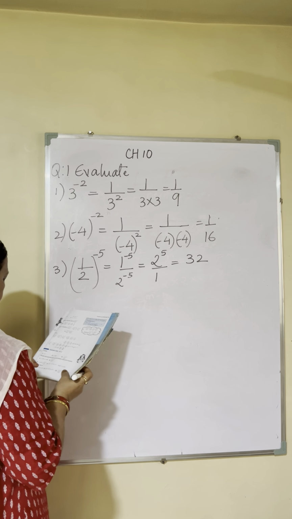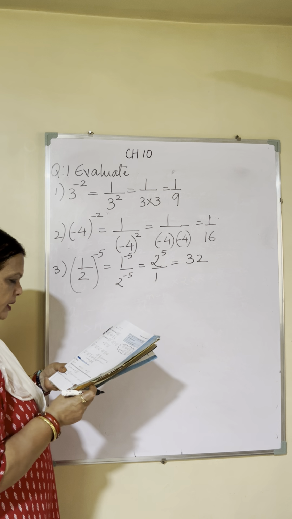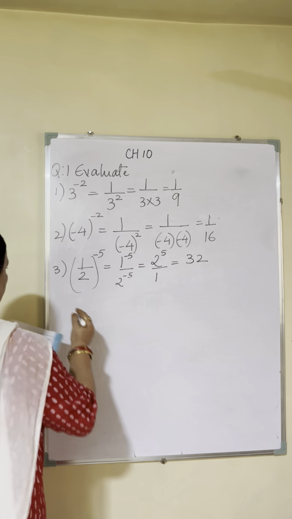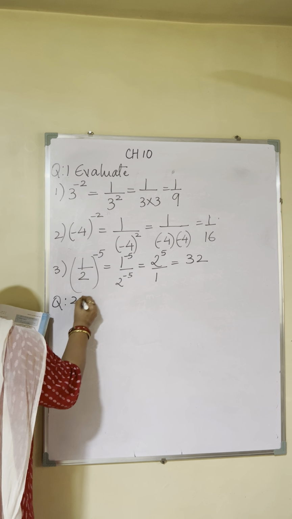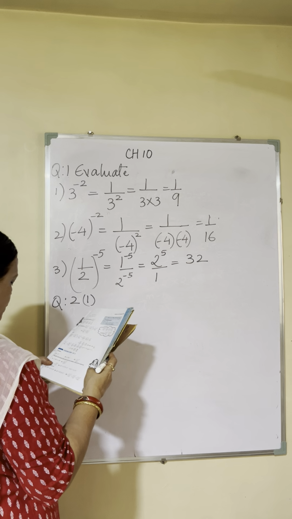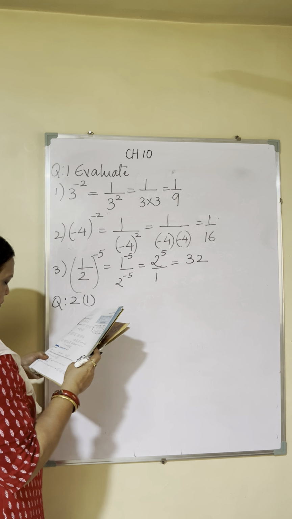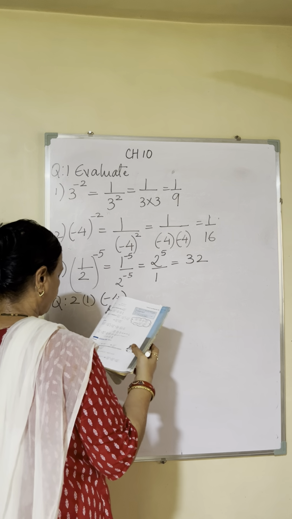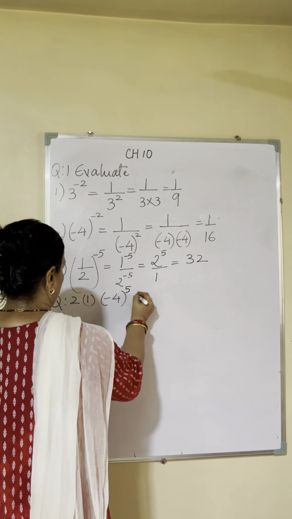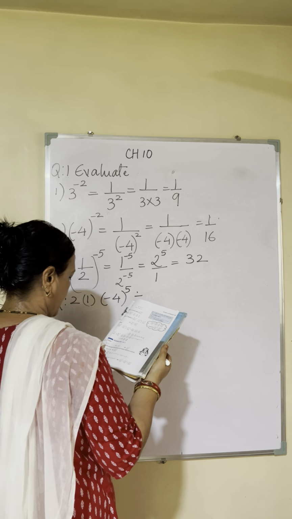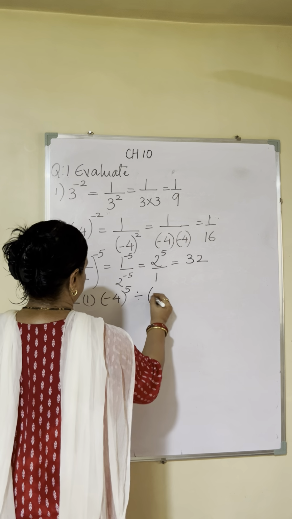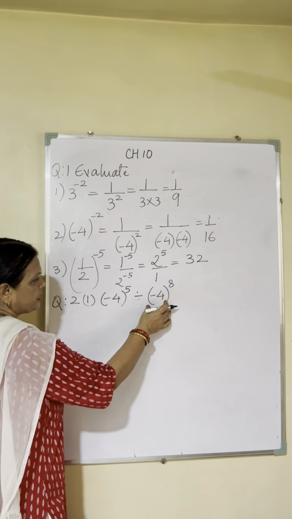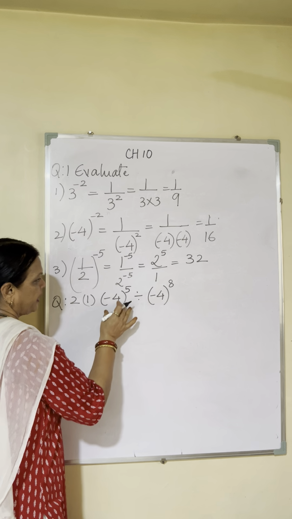Now write down the heading of question number 2. Simplify and express the result in power notation with positive exponent. First one, question number 2. So you copy the heading and I am writing the question. Writing the question is necessary, and without any mistake. -4 raised to 5 divided by -4 raised to 8. This is numerator, this is denominator. Denominator is greater than numerator.